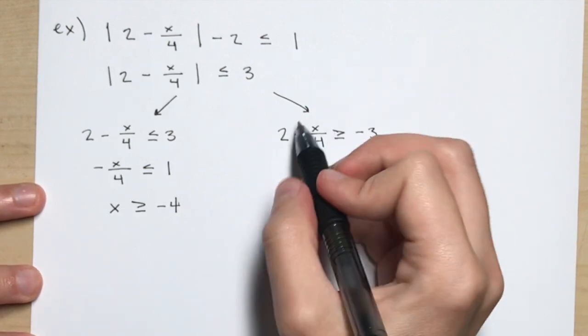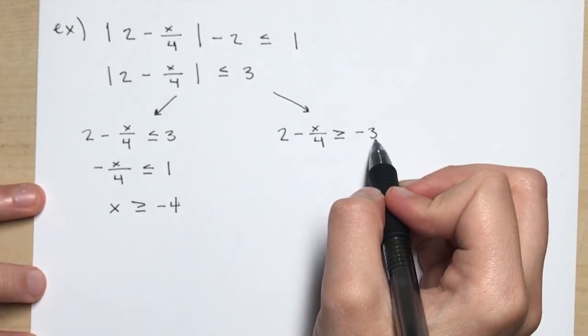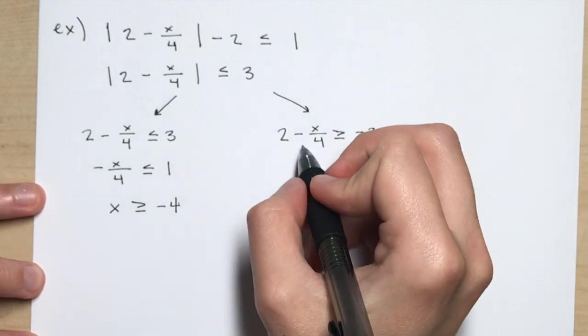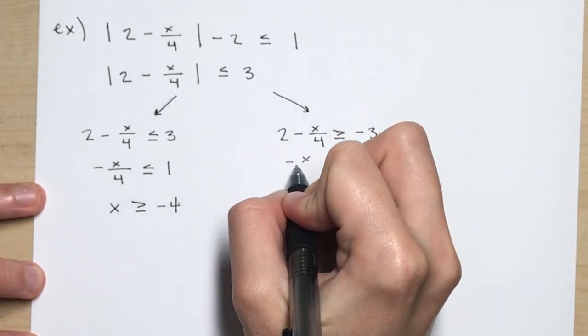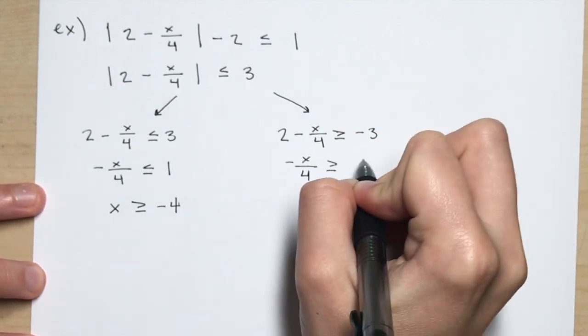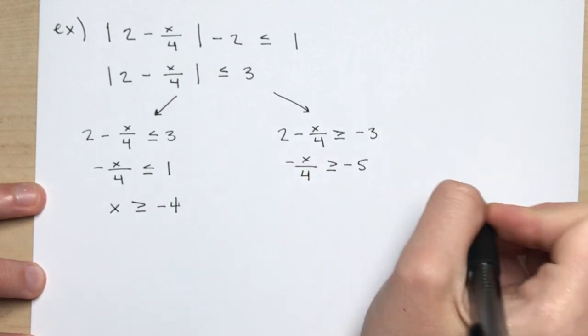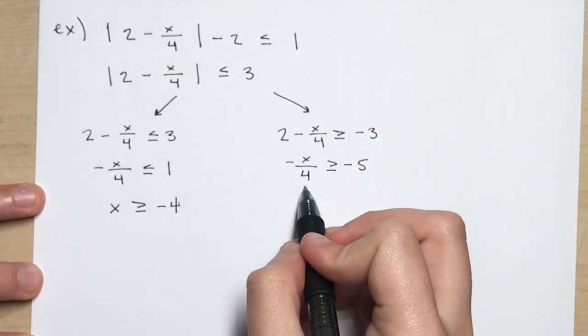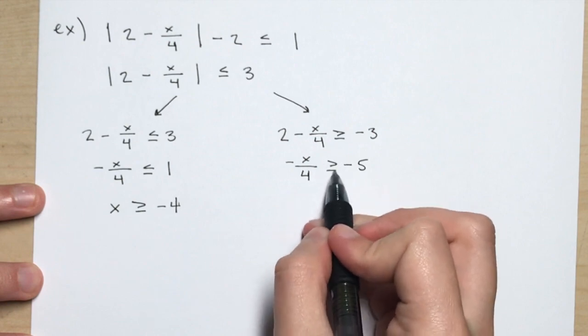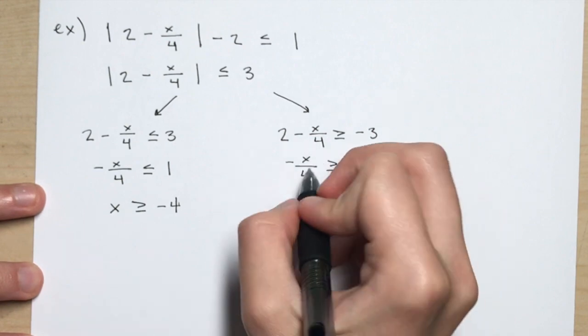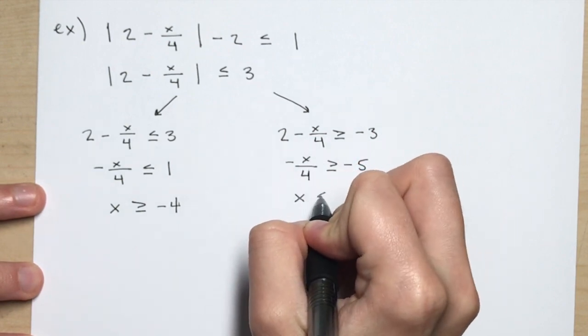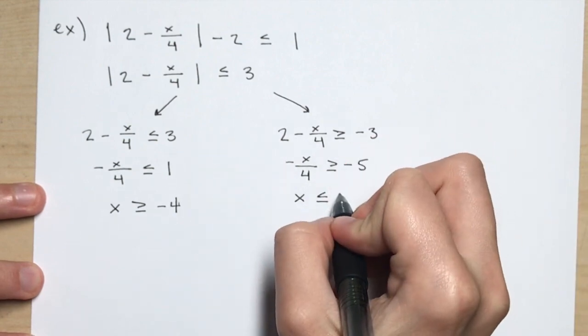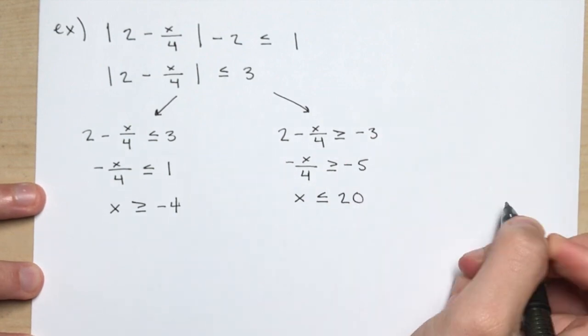I'll do the same thing over here. Let me subtract this 2 over to this side. I've got negative x over 4 is greater than or equal to negative 5. I again need to multiply by negative 4, which means I have to flip the sign. So I have x is less than or equal to 20.